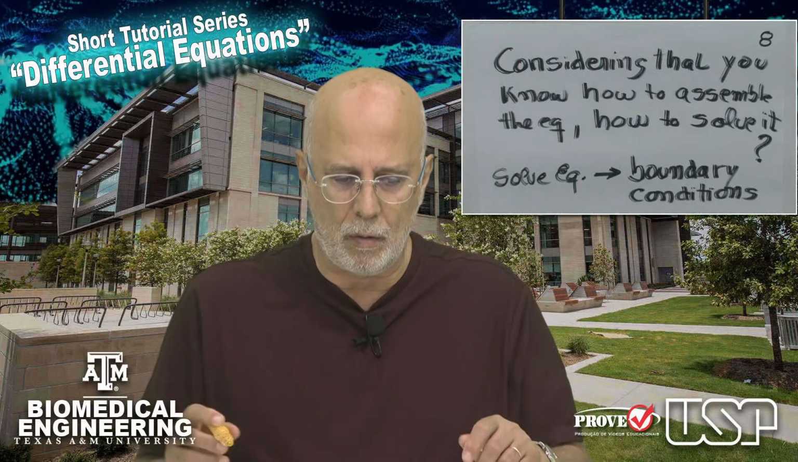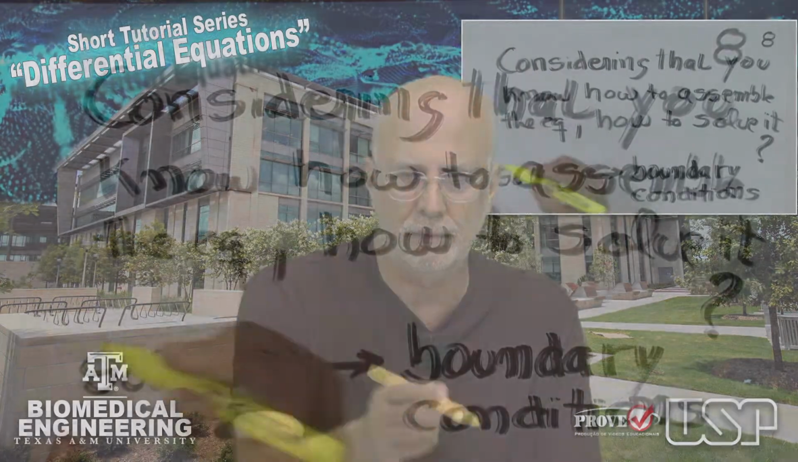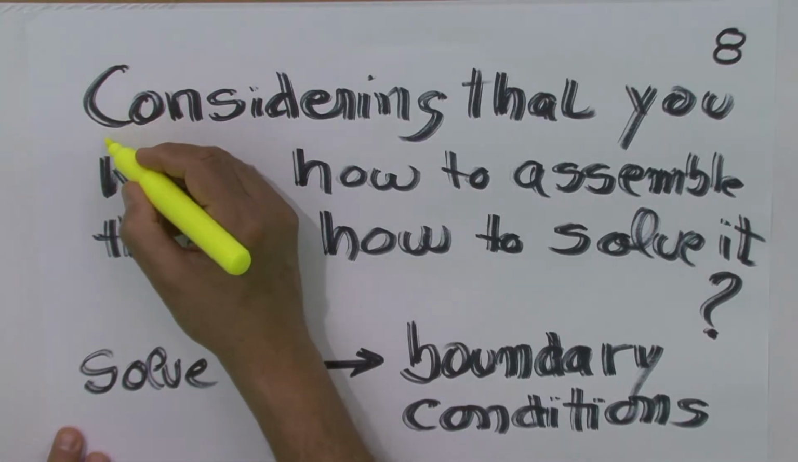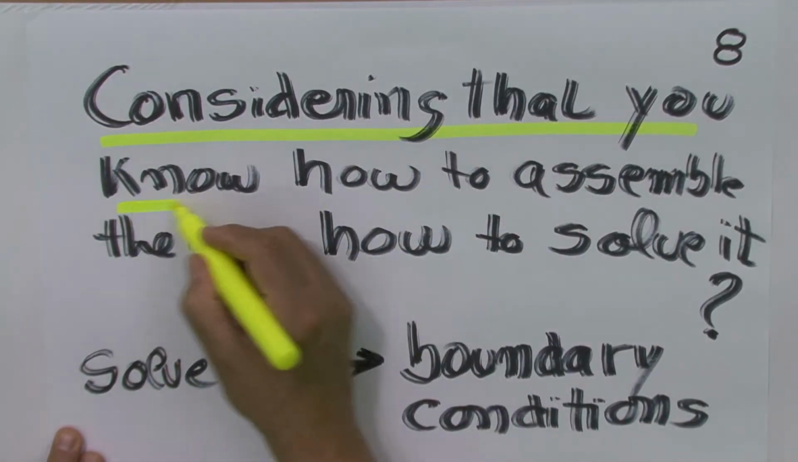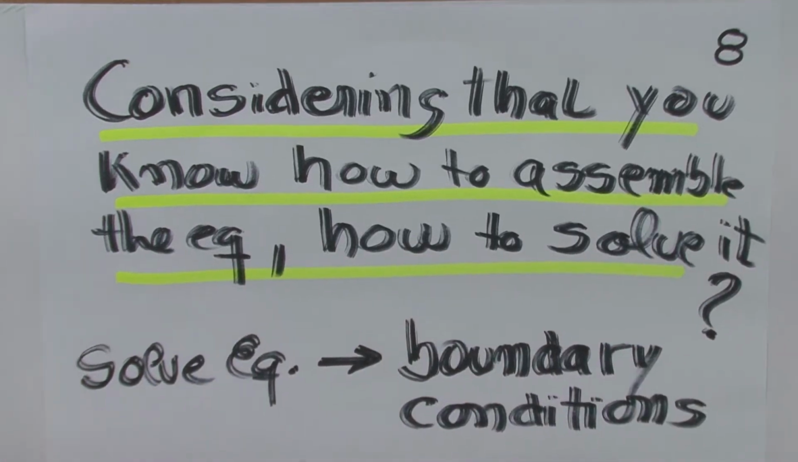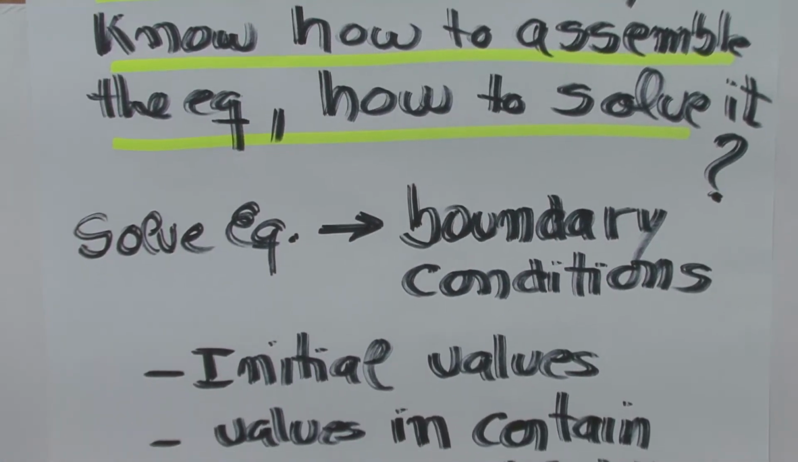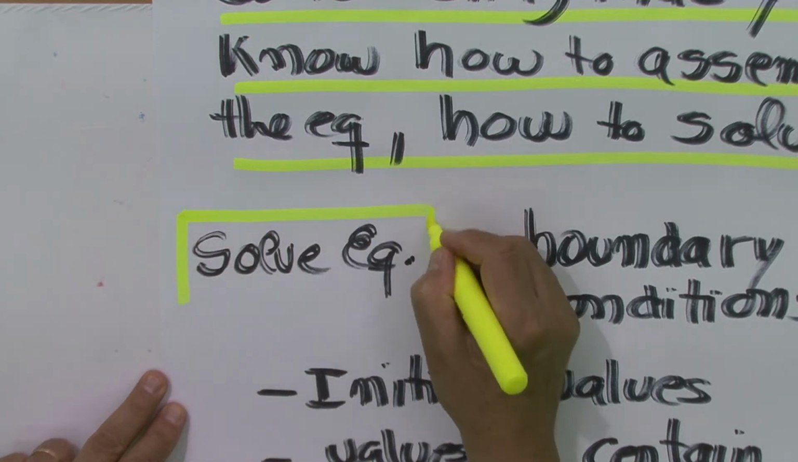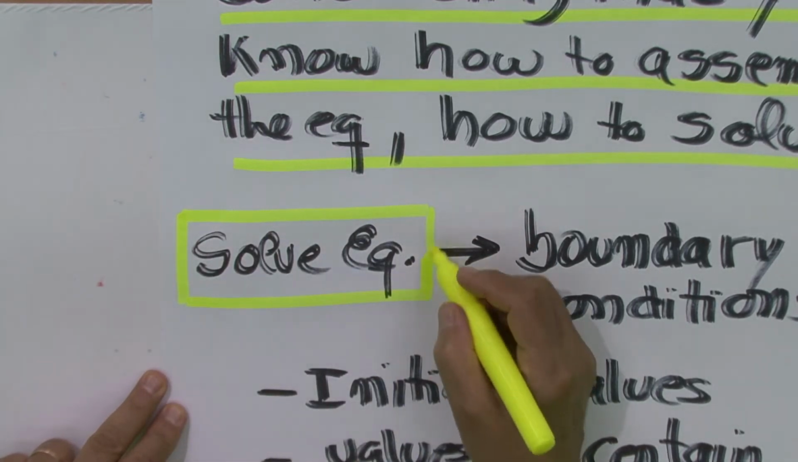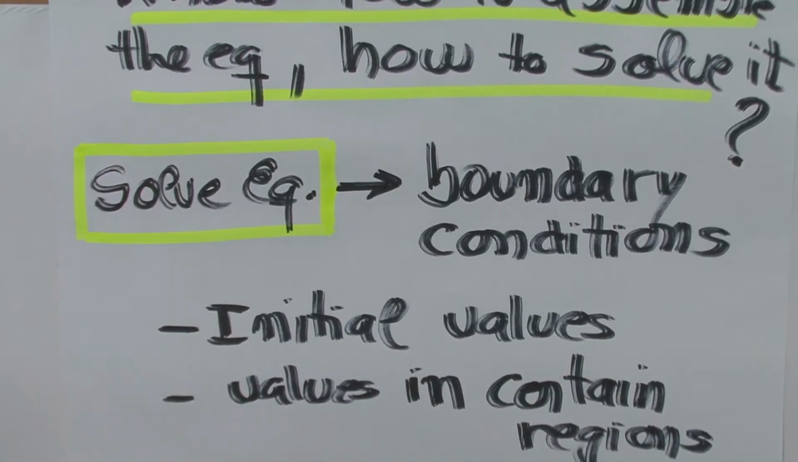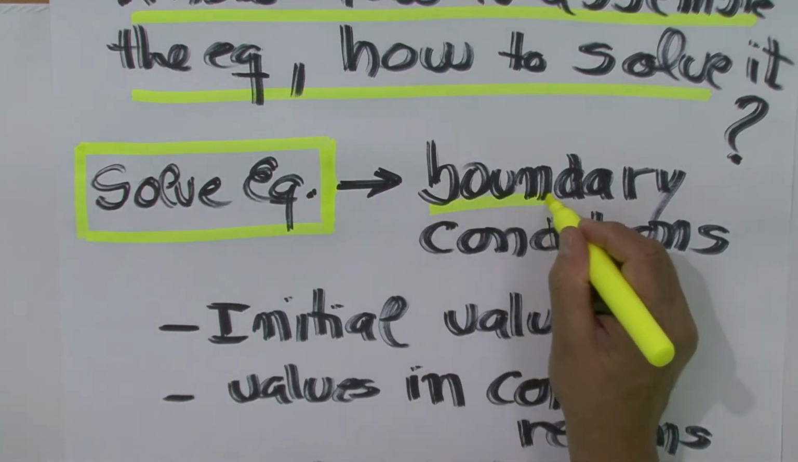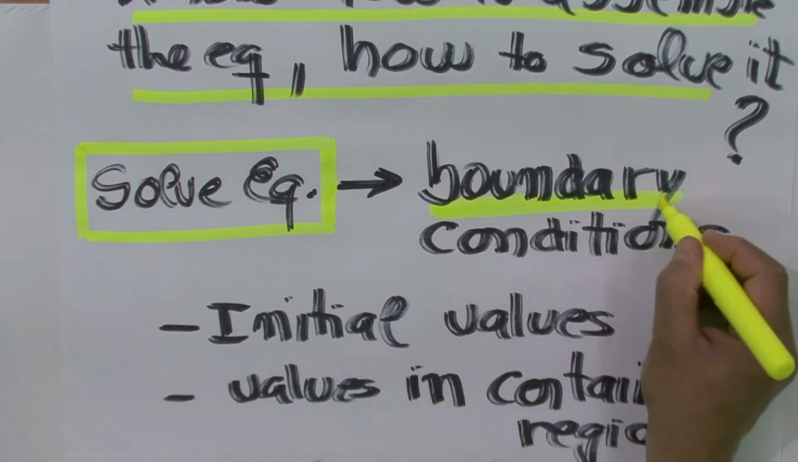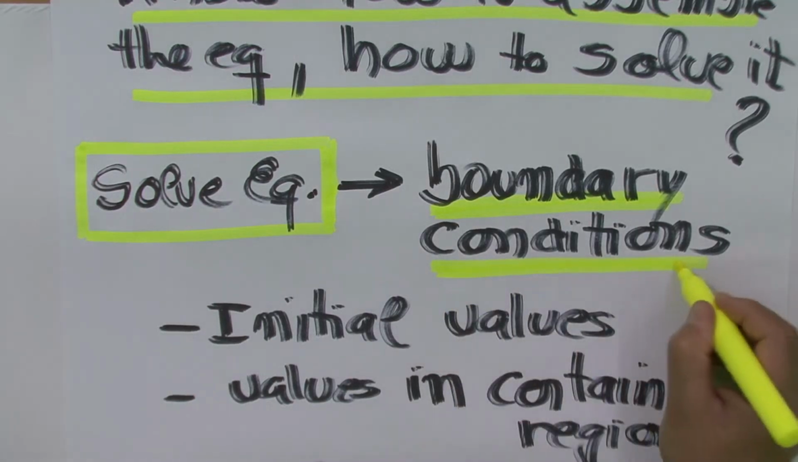Now, let's consider that we know how to assemble an equation. Of course, we want to know how to solve it. We said that this tutorial is more about this. But to solve a differential equation, I must alert you that the solution is not unique. You may have the same equation with different solutions. And it's very important, when dealing with differential equations, to consider the boundary conditions.